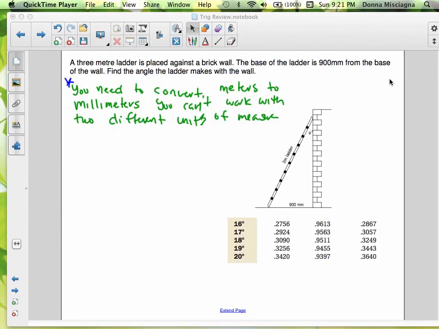Welcome back. A 3-meter ladder is placed against a brick wall. The base of the ladder is 900 millimeters from the base of the wall. Find the angle the ladder makes with the wall.